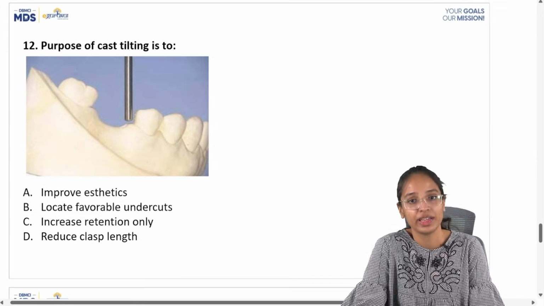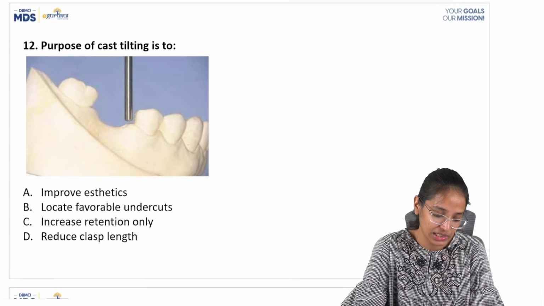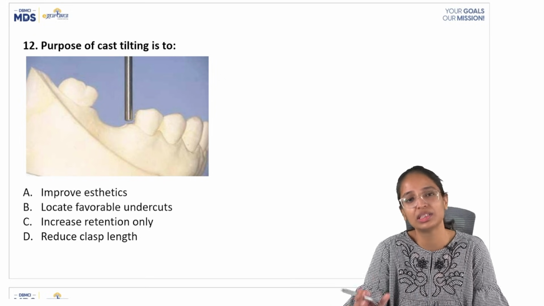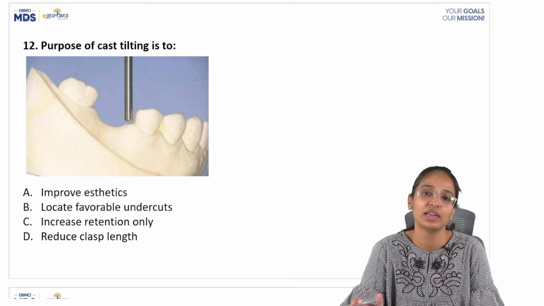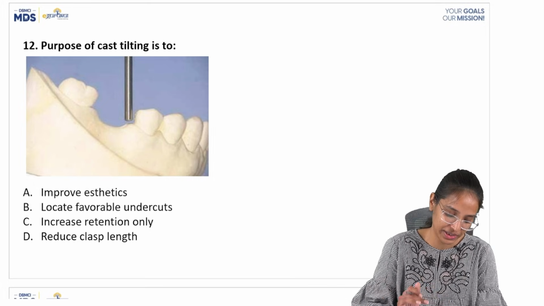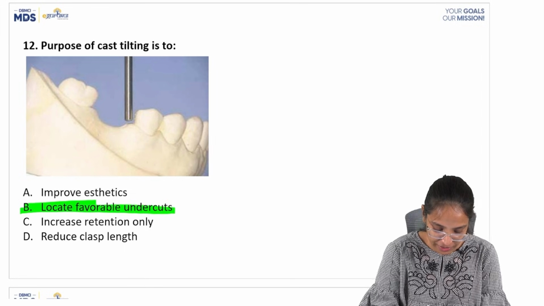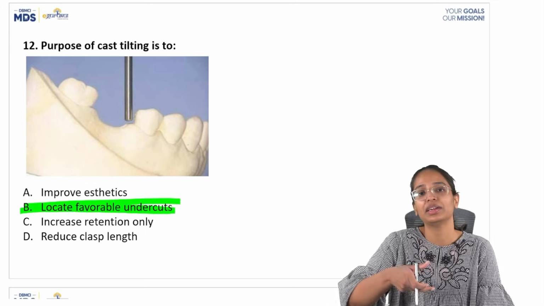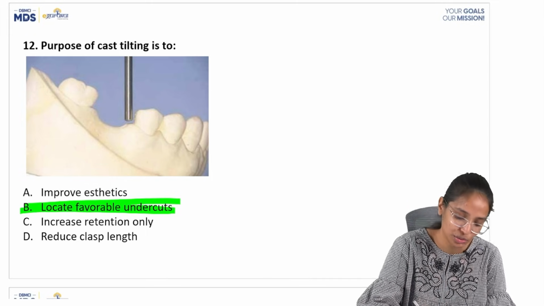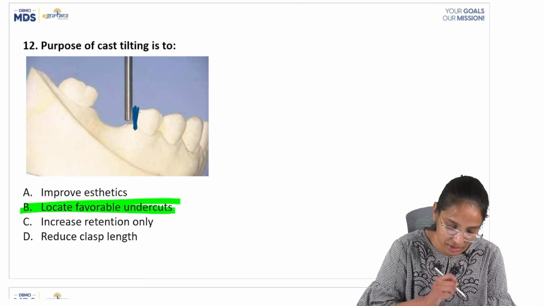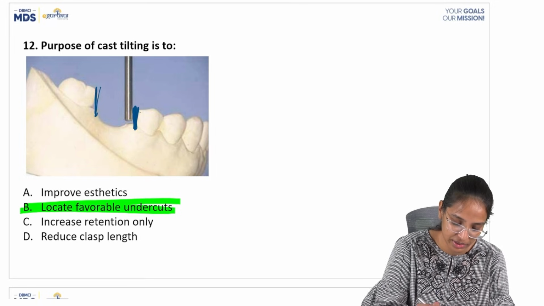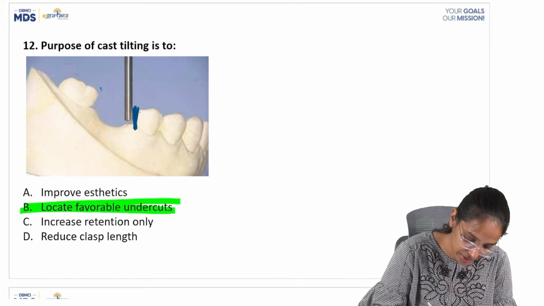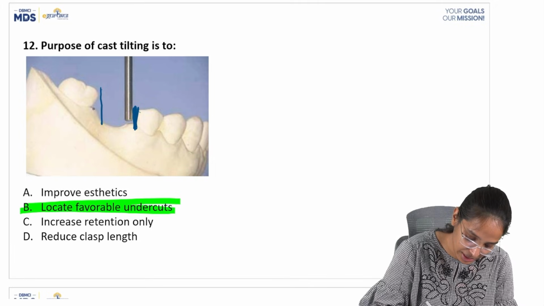Now, surveying, one question. Purpose of cast tilting is what? The first step of surveying is to adjust the tilt of the cast to find the most favorable path of insertion, but specifically, to locate favorable undercuts. As you can see in the image over here, the cast has been tilted significantly anteriorly. That is how it has become parallel to this particular wall of the premolar, right? But then when it comes over here, this angle becomes too much.